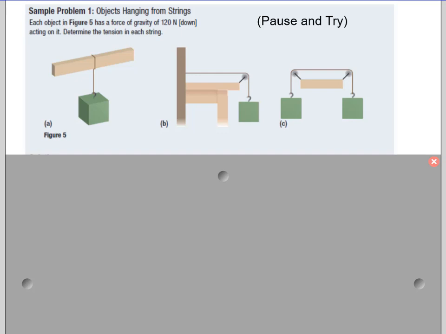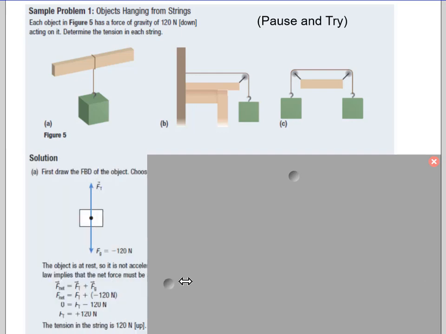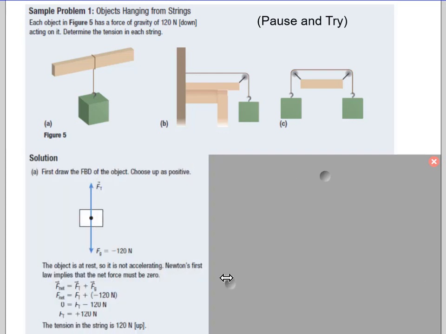Okay, so let's look at the first situation. If we were to draw a free body diagram, and we have that right here, we have tension in the string is balanced by the gravitational force. None of these boxes are moving, they're all static. So the tension in the string must match the gravitational force. So it's 120 newtons. Okay, so if we move on to B, B has a pulley introduced into this problem.